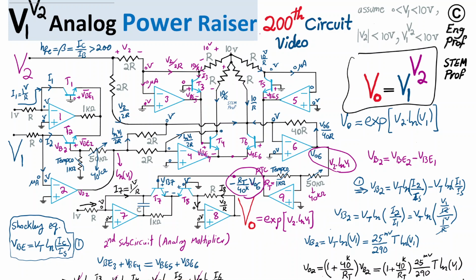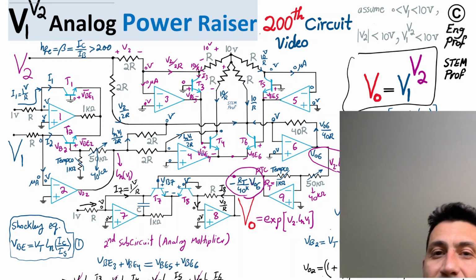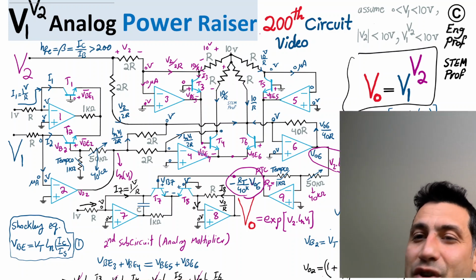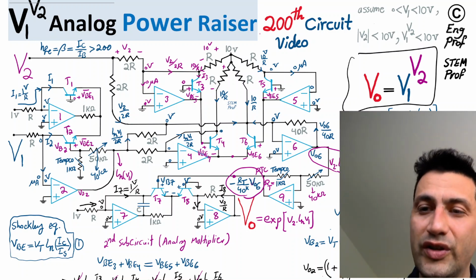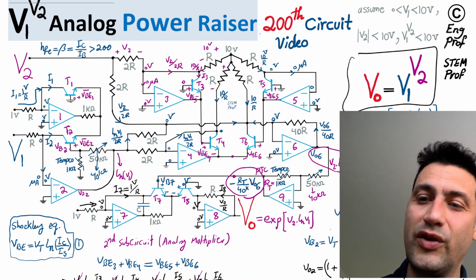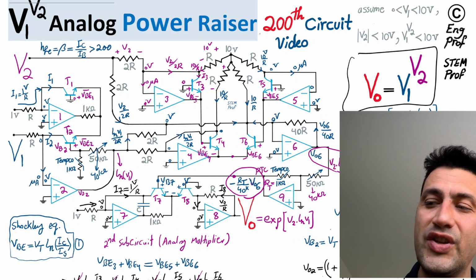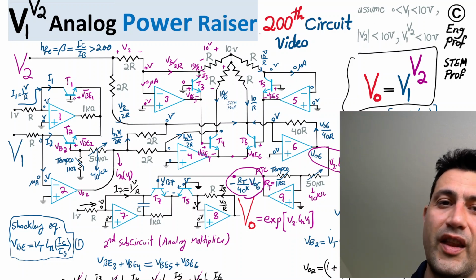All right, so with this, I hope that this unique circuit was an interesting example, and I hope it is interesting to see how analog exponentiation, raising a signal to the power of another signal, can be realized using just an analog circuit. I hope this was an interesting circuit analysis for you as well. Thanks for watching.